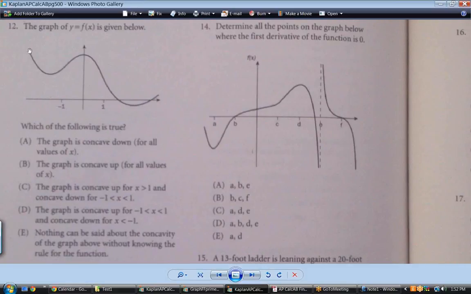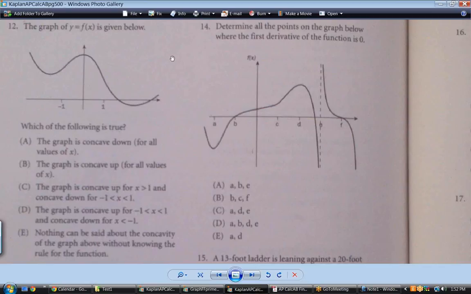So here's our graph. They're saying which of these 5 statements is true. Is A true? No, because it's concave up right there. It's also concave up down here. It's concave down right here. So B is clearly not true also.